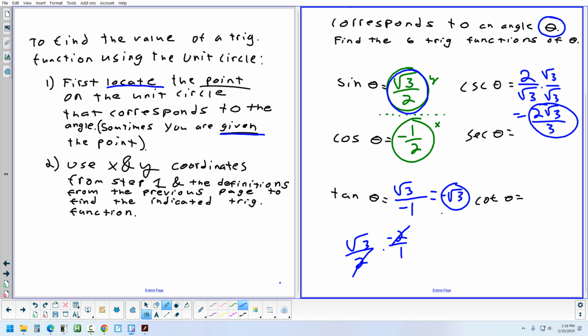Not every fraction is going to flip and have a square root in the bottom. What do you get if you flip -1/2?